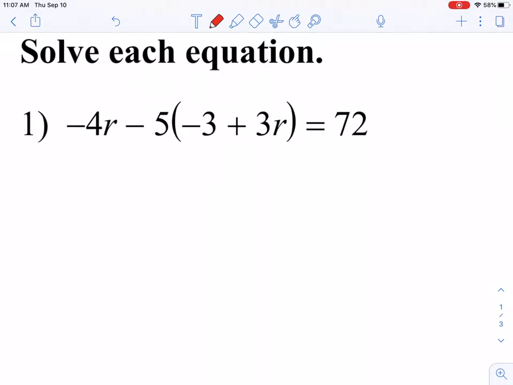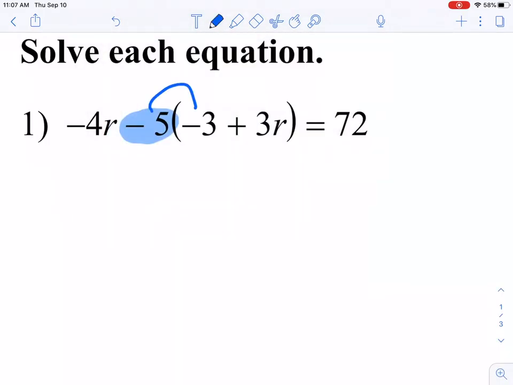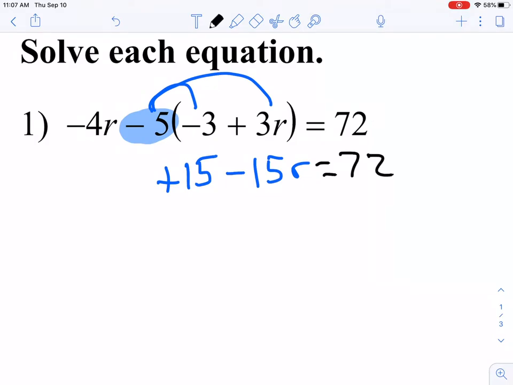So when we're working with multiple-step inequalities, or equations, we take our distribution, whatever's distributing, and we do that first. So we distribute: negative 5 times negative 3 is positive 15. Negative 5 times positive 3r is negative 15r. Rewriting the rest of my equation.